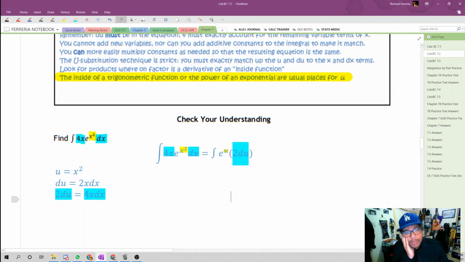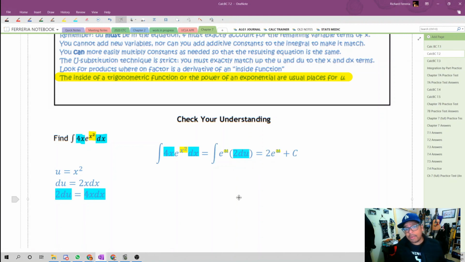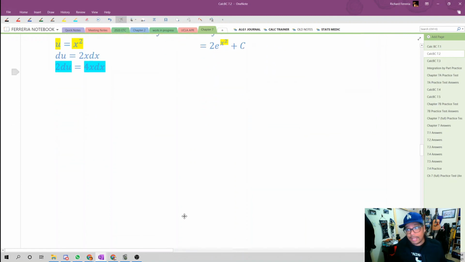4x e to the x squared dx. Now the 4x and the dx become 2du, and the x squared becomes u. Hopefully that color coding is going to kind of help you here. We're going to look at the resulting integrand, and we notice that everything is in terms of u. So we don't have to do any more simplification work. The antiderivative is 2e to the u plus constant. And substituting back in there for u, we get 2e to the x squared plus constant. And that's it.